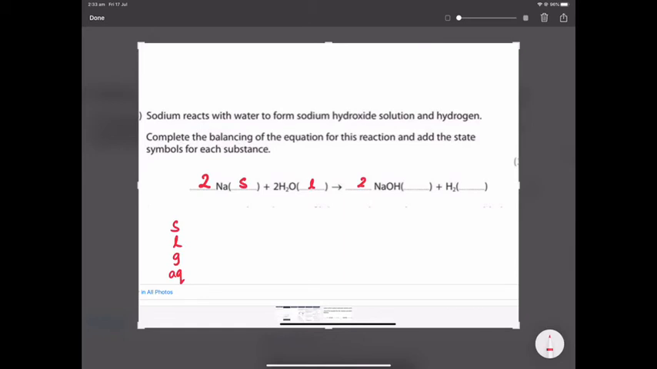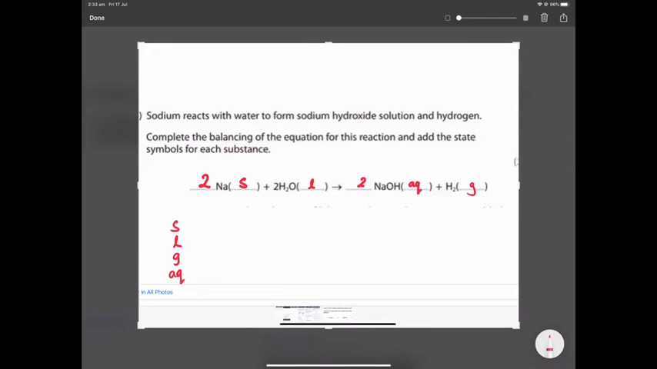So water itself is a liquid. As I said earlier, the sodium hydroxide, all sodium compounds are soluble in water, and because this reaction is being done in an aqueous or watery environment, then this will dissolve in water, forming an aqueous solution. And the hydrogen is a gas.